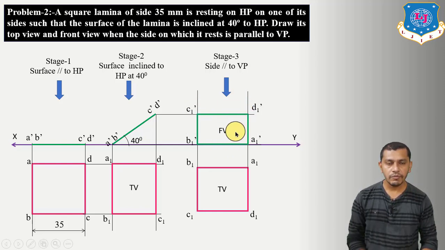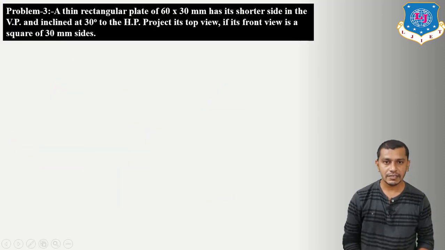So this will be our final top view and front view. Now let's move on to the next example. A thin rectangular plate of 60 by 30 mm has its shorter side in the vertical plane and inclined at 30 degrees to the horizontal plane. That means the shorter side is inclined at an angle of 30 degrees to the horizontal plane. Project its top view if its front view is a square of 30 mm side.